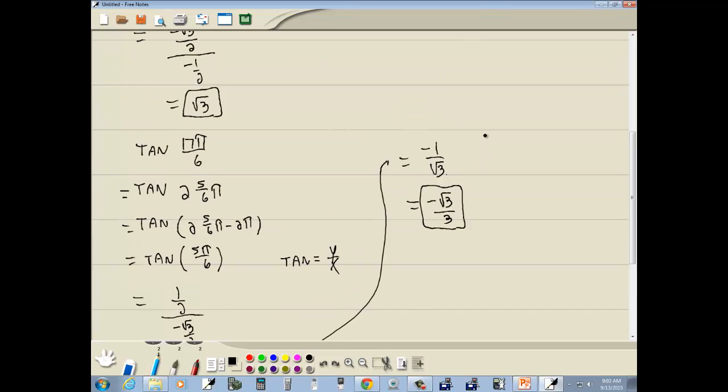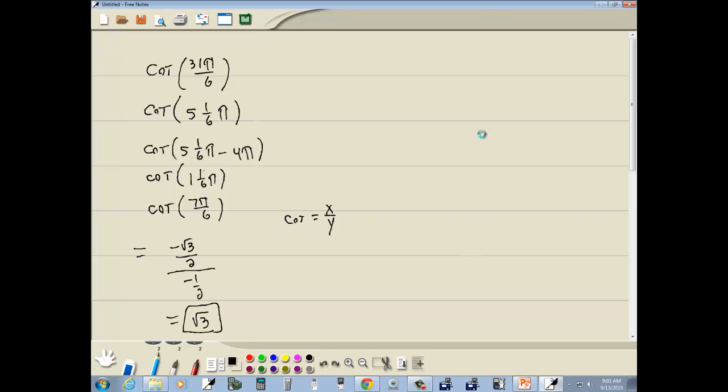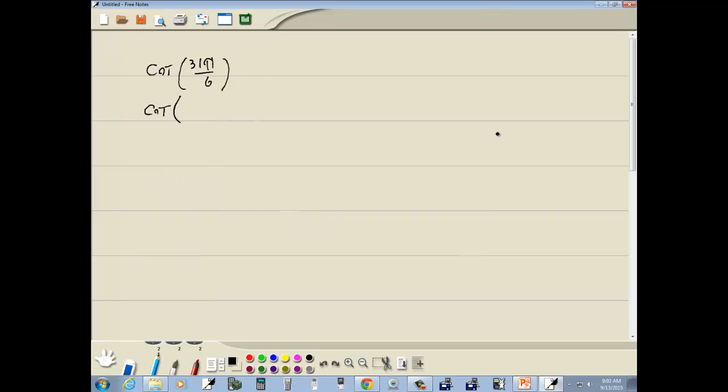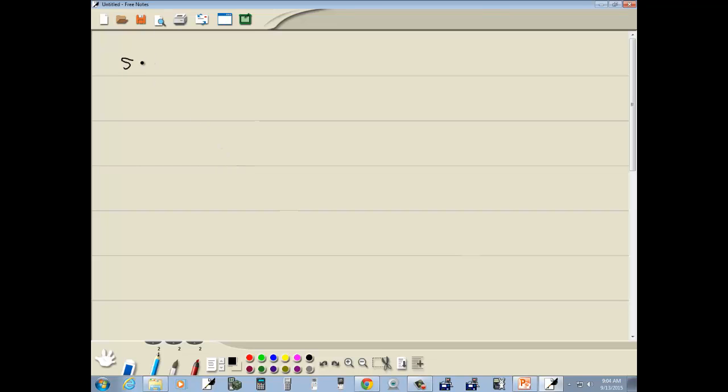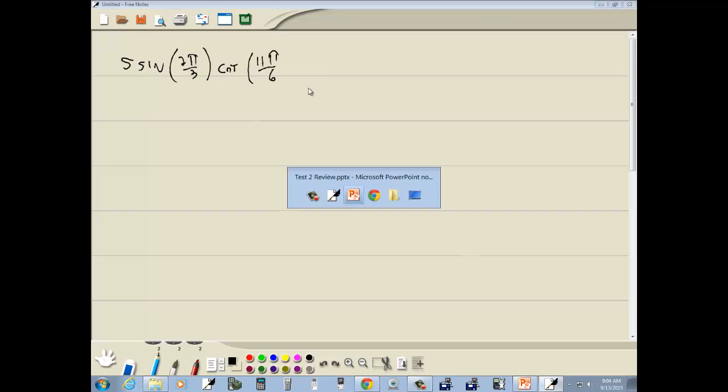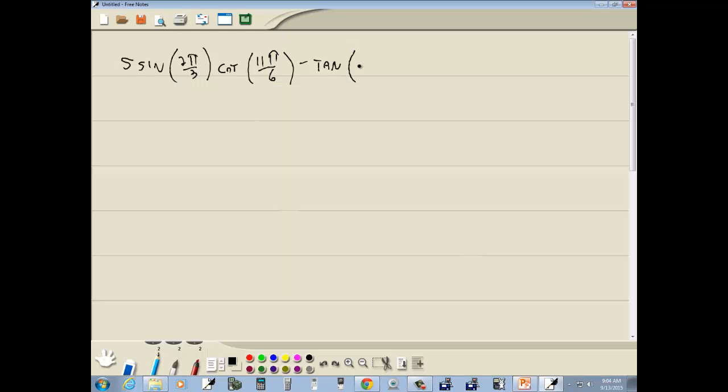And let me clean off those pages. Okay. And let's take a look at number 4. It says find the exact value of each expression. Do not use a calculator. So we got 5 sine of 2 pi over 3, cotangent of 11 pi over 6, minus tangent of pi over 3.